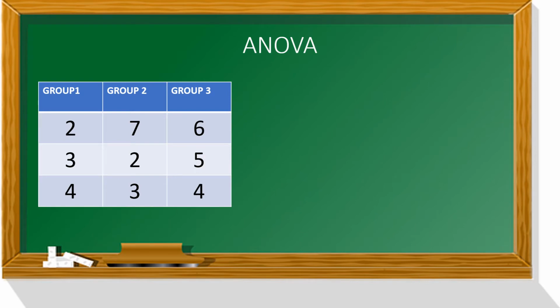What we do in ANOVA is that first of all we have 3 or more groups, or 2 groups, whatever it may be, with n number of observations. The concept of ANOVA is analysis of variance. We are trying to do the analysis of variance. That means the variation in the data set needs to be analyzed. That's as simple as that.